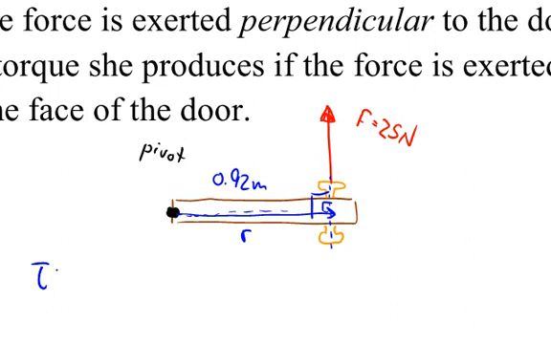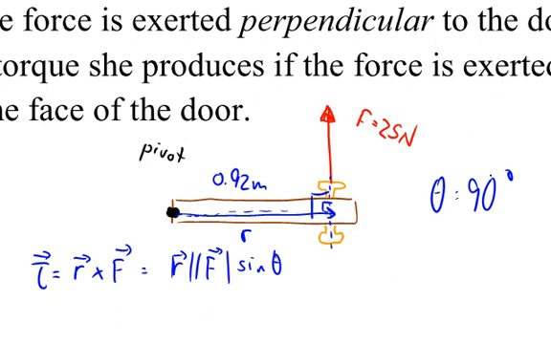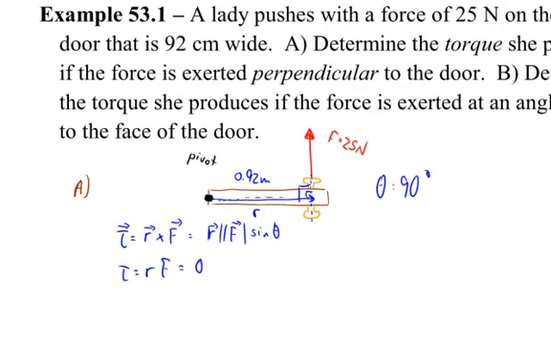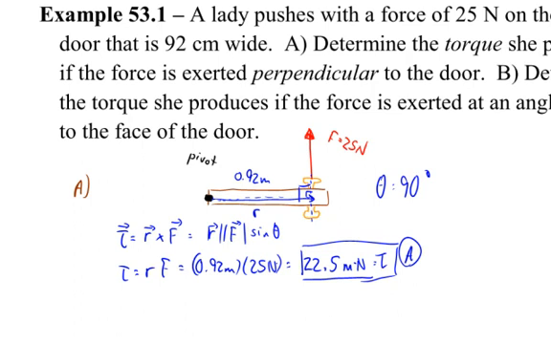So I can say that the torque is going to be equal to R cross F, and that's going to be equal to R times F times the sine of the angle between them. But since the angle is 90 degrees, in this case, the sine of 90 degrees is equal to 1, so essentially in magnitudes the torque is going to be R times F, which in this case is 0.92 meters times the 25 newtons, and then I put that into my calculator and figure out what the number is. The number is 22.5 meter newtons.